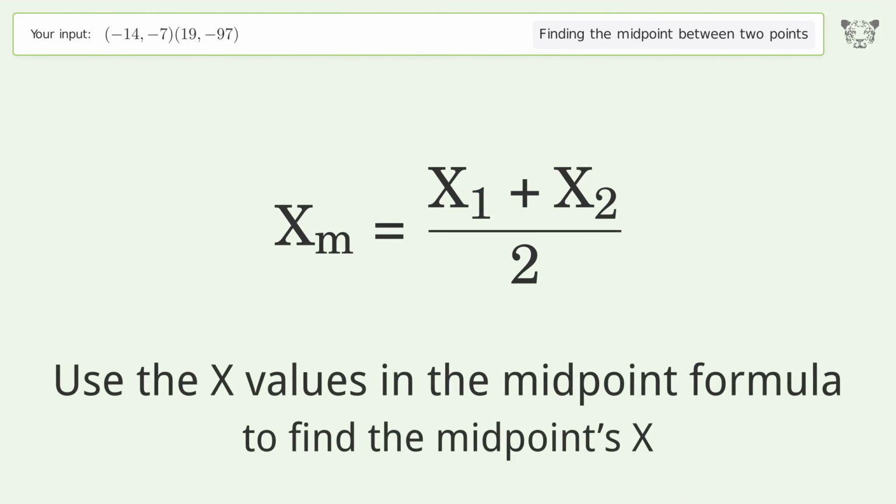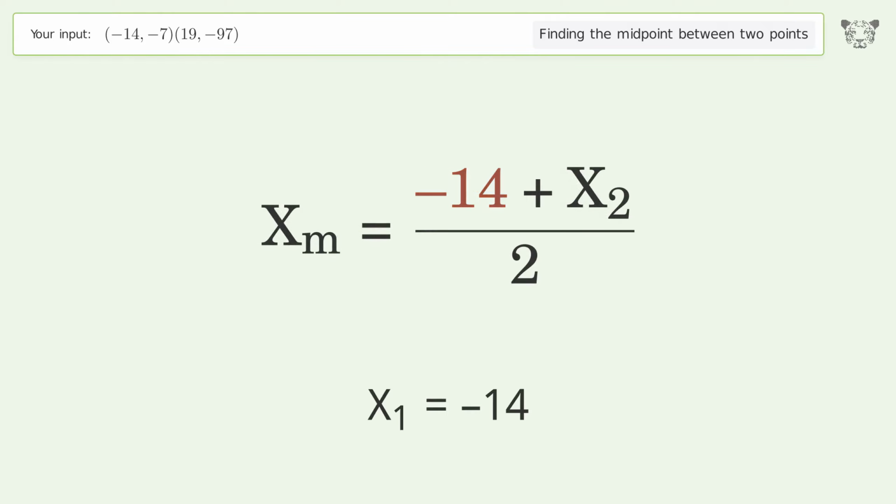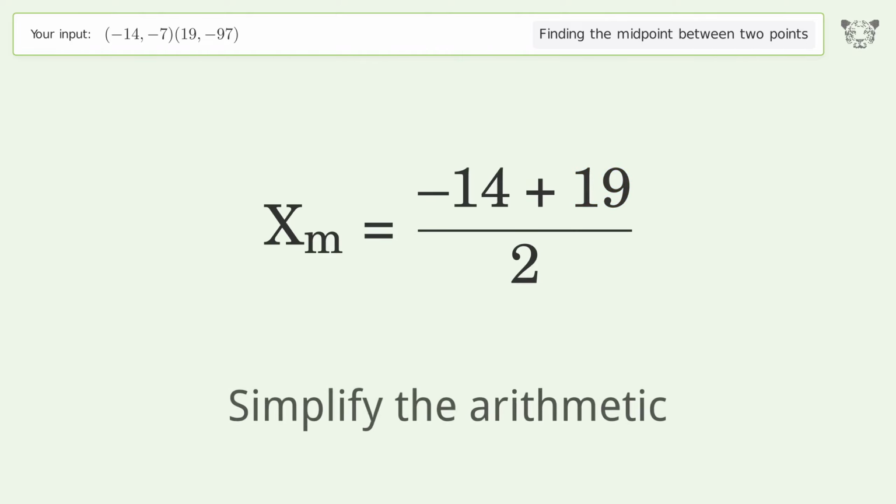Use the x values in the midpoint formula to find the midpoint's x. x1 equals negative 14. x2 equals 19. Simplify the arithmetic.